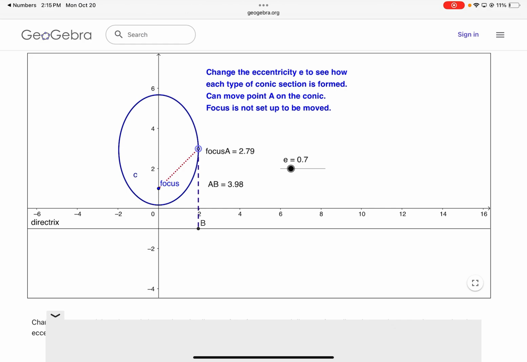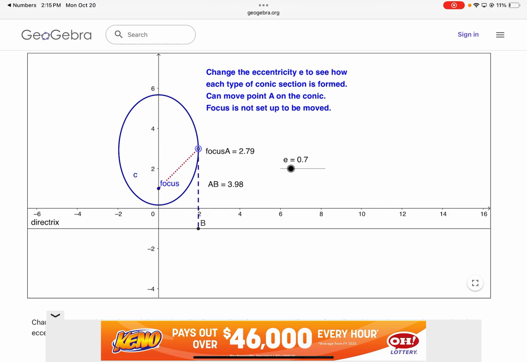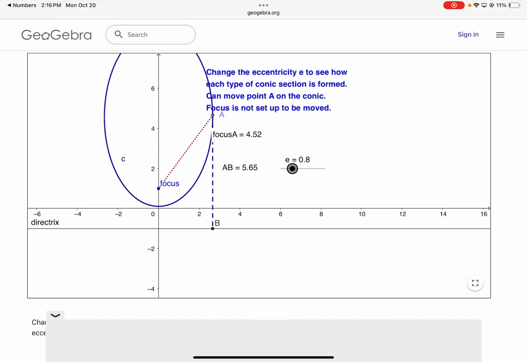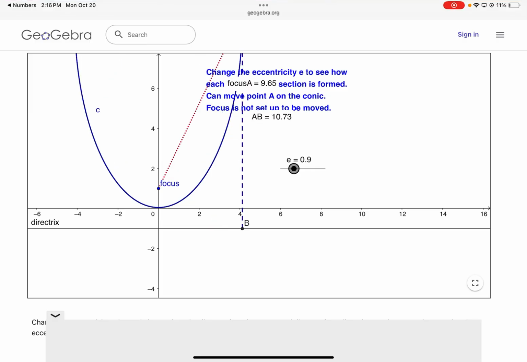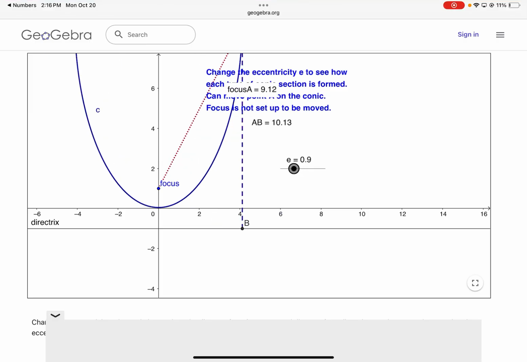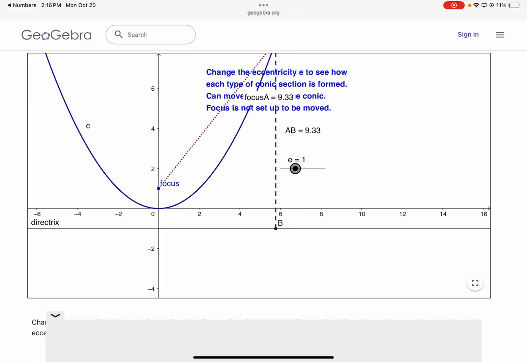Now, I'm going to increase the value of... How do you find a directrix line for an ellipse? It'll be given to you. Okay, so now I'm going to increase the eccentricity value. And notice I'm still in ellipse until I get to E being exactly 1. Right there.